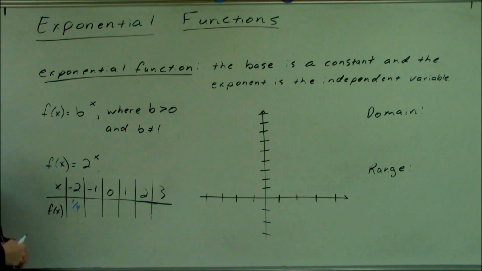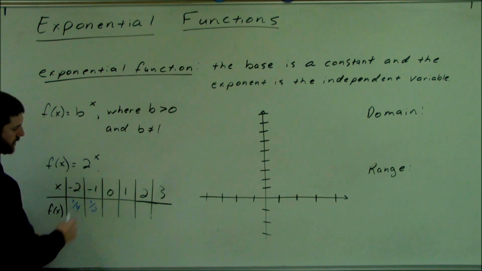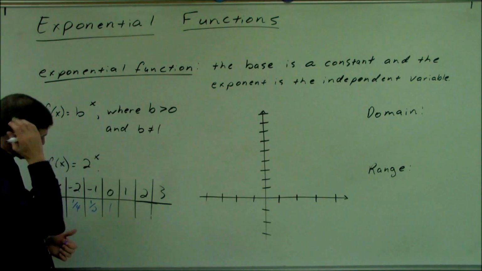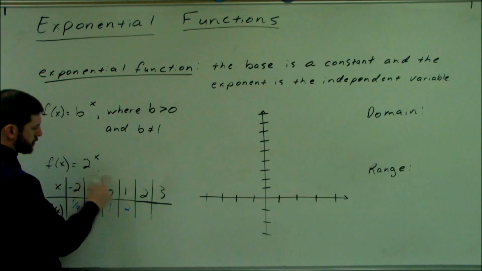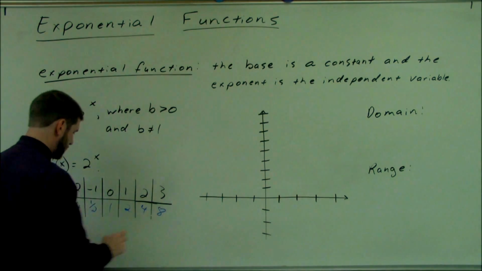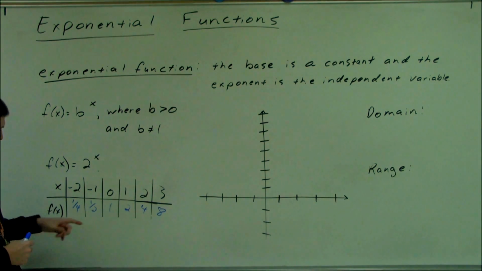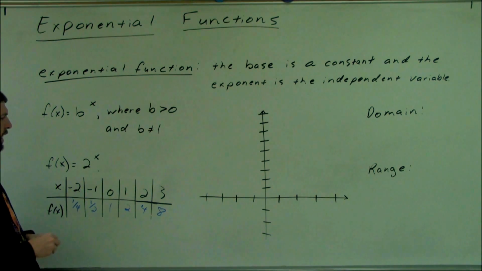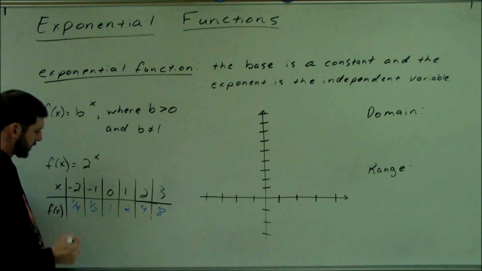2 to the negative 1 would be 1/2 to the positive 1, which is 1/2. 2 to the 0, anything to the 0 power is 1 except for 0. 2 to the 1 gives us 2, 2 to the 2 gives us 4, 2 to the 3 gives us 8. So we see we get a little different relationship than what we had with the polynomials. We're multiplying each of those by 2. So if we plot, we should get obviously a very different type of graph than we did from our polynomials.